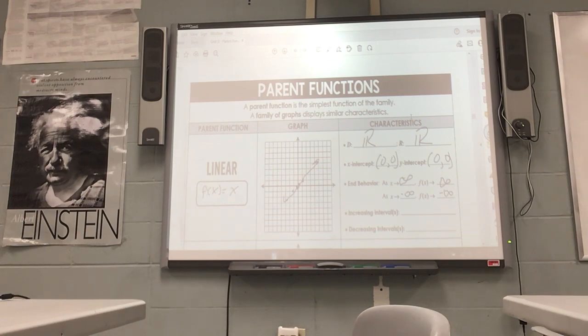Okay, increasing intervals. Increasing and decreasing, that's when I talk about riding my bike on the graph. If I jumped on my bike and started pedaling on that line, I'm going to be increasing forever, right? I'm going to have to be pedaling uphill the whole time, because it just keeps going uphill. So you write your increasing interval from negative infinity to infinity. It's always going uphill.